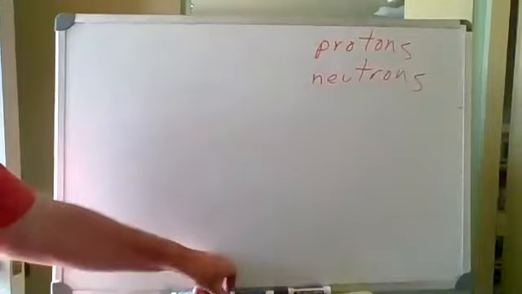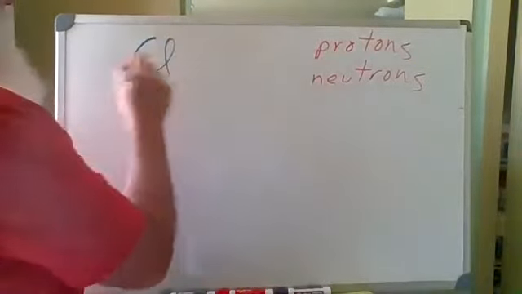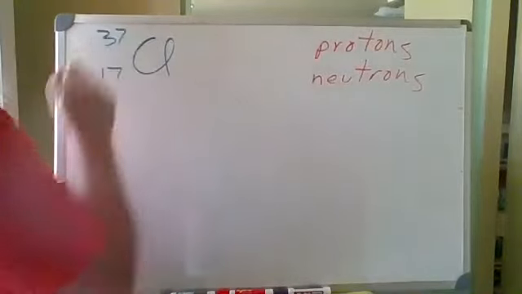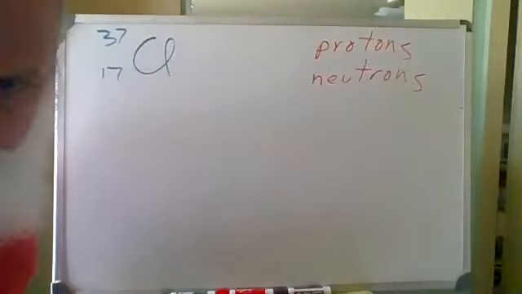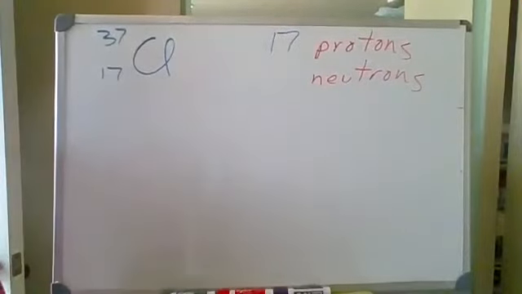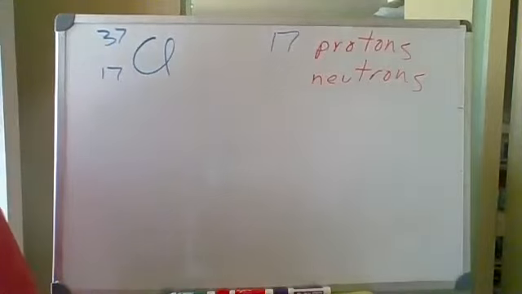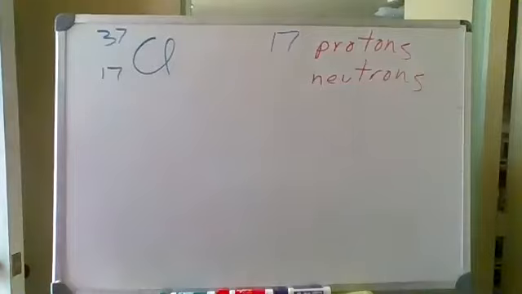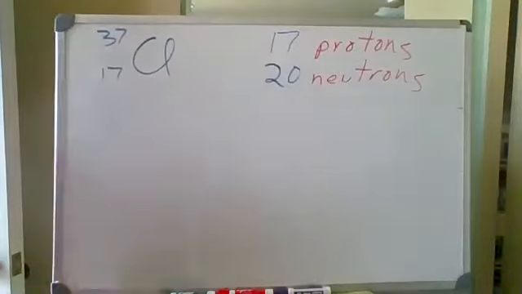Again, these are called nuclide symbols. How many protons? 17. And how many neutrons? 20. 37 minus 17 is 20.